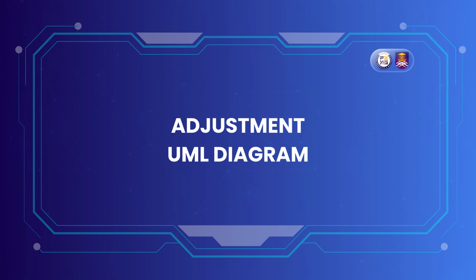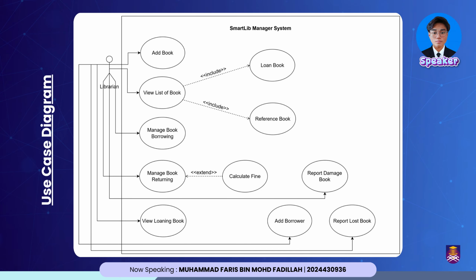Before we go through the source code of the main program, I will explain an adjustment we made in the UML diagram. In the use case diagram, we add the report loss book. We also remove the extend between the calculate fine and report damage book.